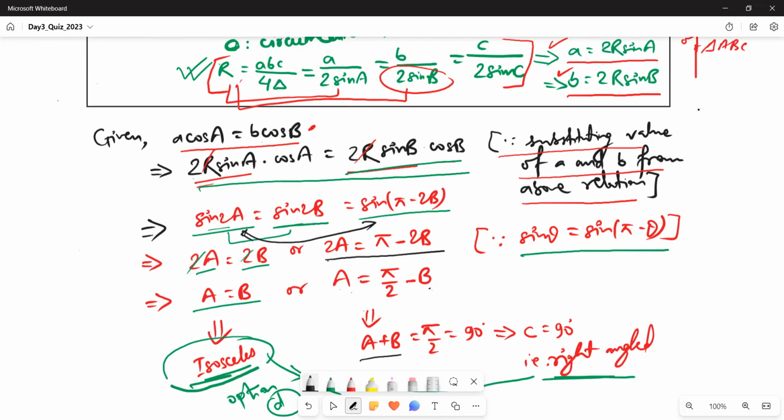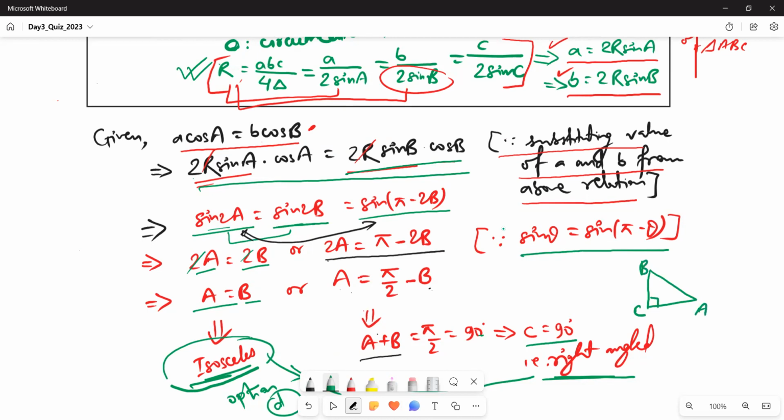If in a triangle the sum of two angles is 90 degrees, then what will be the value of the third angle? Can you guess? The value of the third angle will be 90 degrees. So our angle C is 90 degrees, and we can have a scenario like this: right angled at C, triangle ABC.